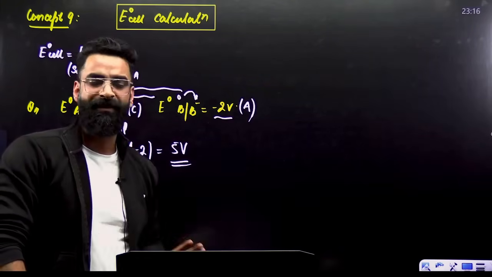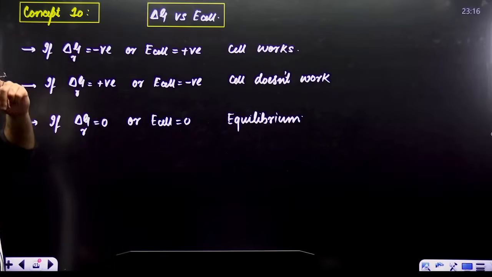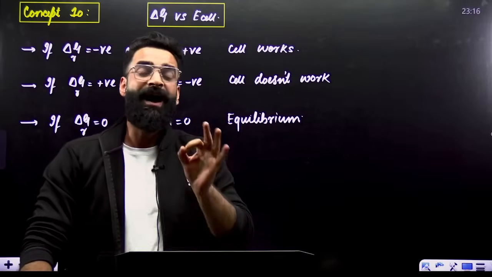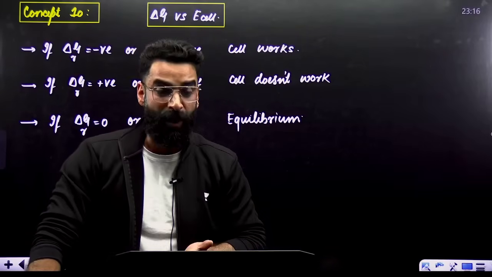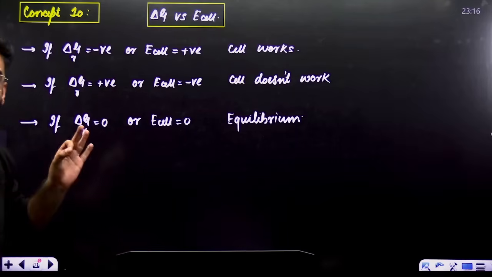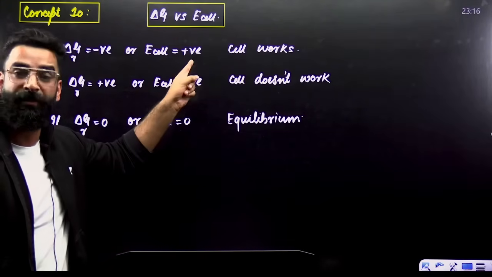Again, a question can be asked from this, and these are the easy questions which I'm showing you right now. Concept number 10, what is that? Delta G versus E cell. Sometimes they'll ask you whether the cell will be working or not. You have to remember a few conditions. What is that? Any cell, my dear students, whose delta G will be negative or E cell will be positive.